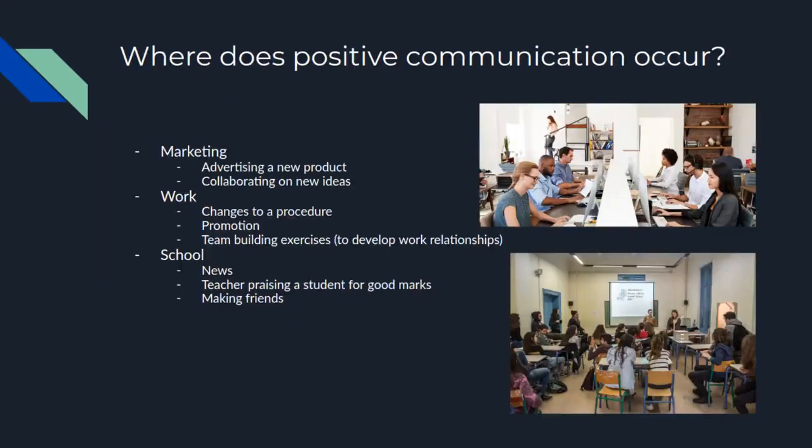Where does positive communication occur? Positive communication can occur in marketing, where you're advertising a new product and you're collaborating on new ideas. Positive communication can also occur in the workplace, where you may have changes to a procedure, a coworker may get promoted, or you're just doing team building exercises in order to develop work relationships. Positive communication can also occur in school, where whether it's the news, a teacher praising a student for good marks, or you're just making friends.